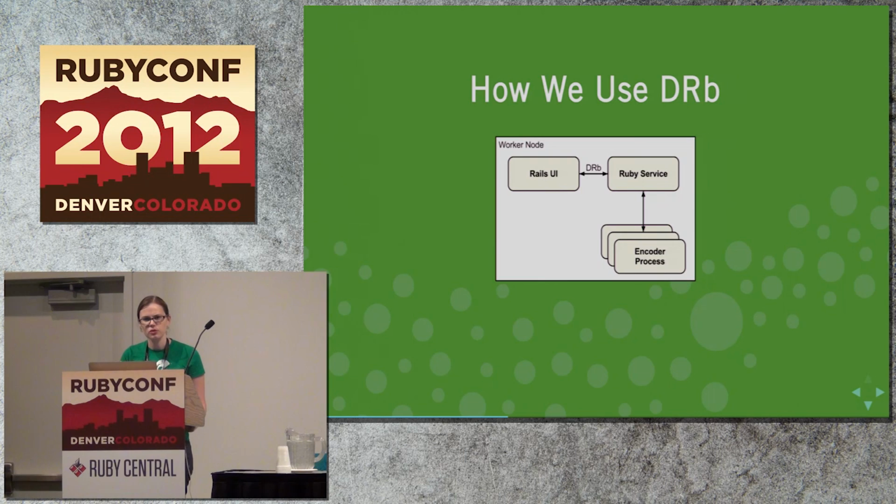So how does Elemental use DRb? Looking back to our little state diagram from before, we can see that we use DRb to communicate between our Rails user interface and the Ruby service daemon that's running on all of these servers.